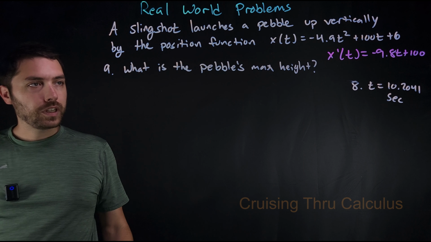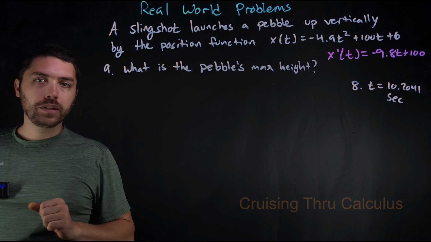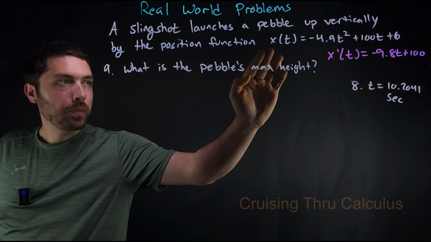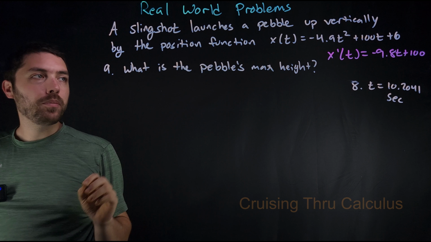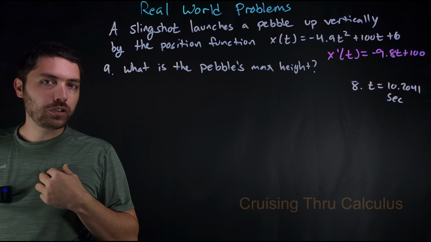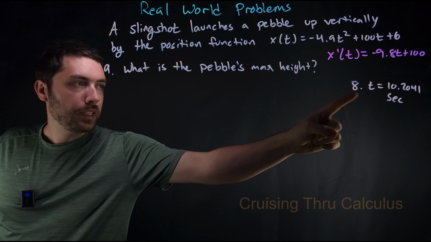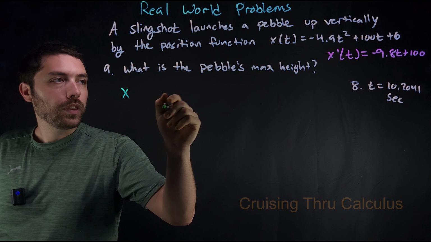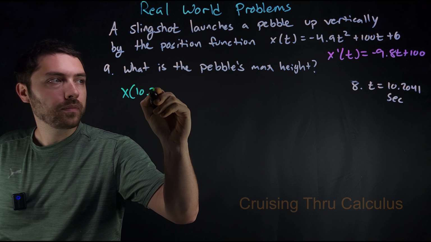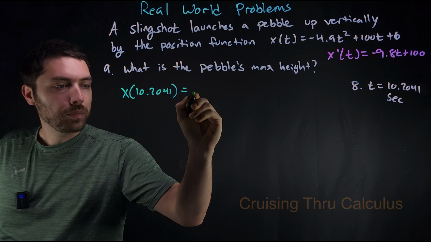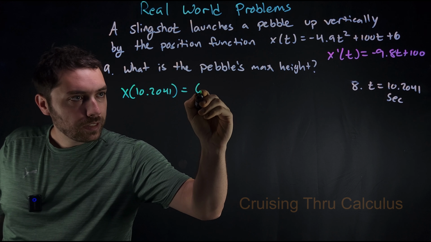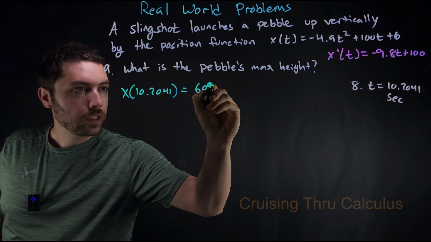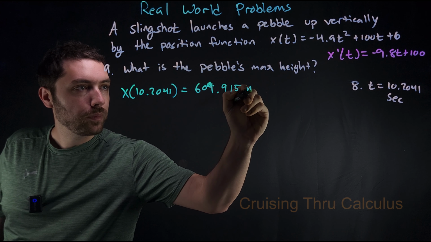The next part of this question says, what is the pebble's maximum height? Well, I know how long it takes for the pebble to reach its maximum height, and I have a position function up here that'll tell me where the pebble is at any point in time of my choosing. So why don't we take 10.204 seconds and plug it in up here, and that should give us what the maximum height is. Now, I've already plugged this into a calculator, and I got 609.915 meters, like that.